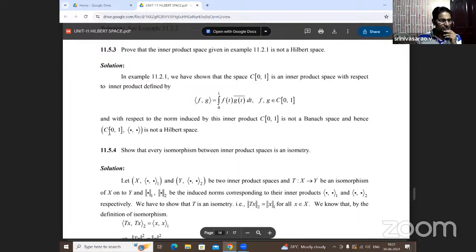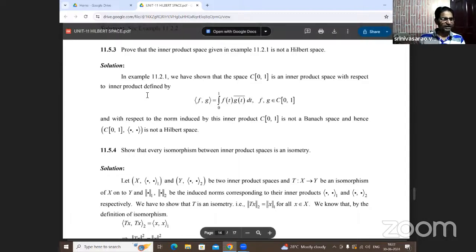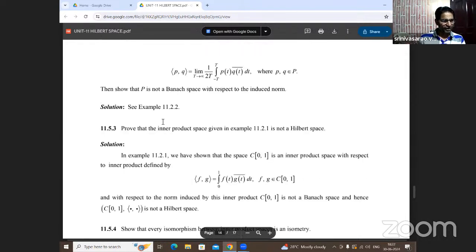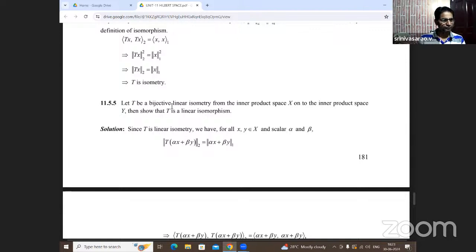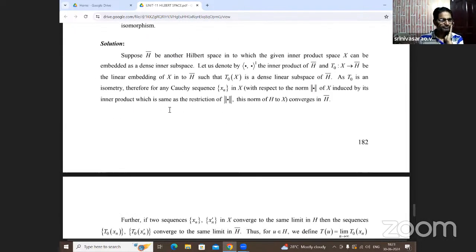Now the question sometimes is: the set of all complex valued functions on the closed interval [0, 1] under their norm is not a Hilbert space. This example is not a Banach space. Which is not a Banach space under the inner product, that is also called not a Hilbert space. 11.5.3 is important. 11.5.4 is also important. 11.5.5. These three are important for short answer questions.